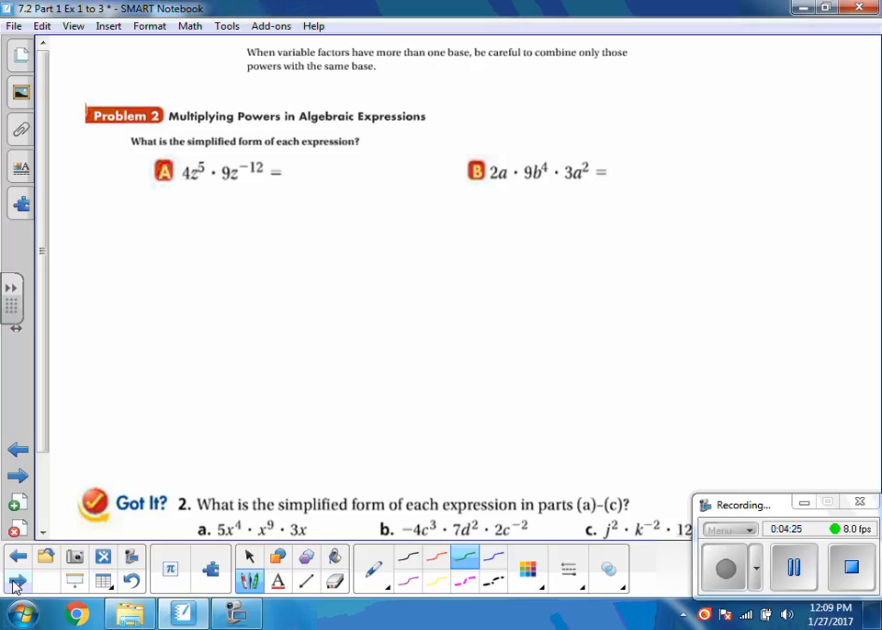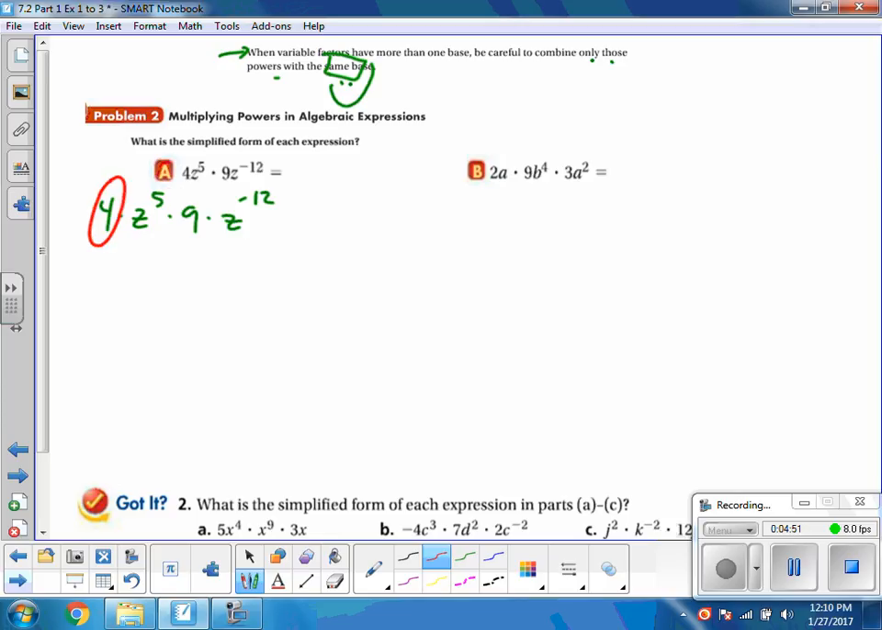All right, when variable factors have more than one base, be careful to combine only those powers with the same base. They've got to have the same base. So when I see 4 times z to the fifth times 9 times z to the negative 12th, I'm going to be looking for my common bases to multiply together.